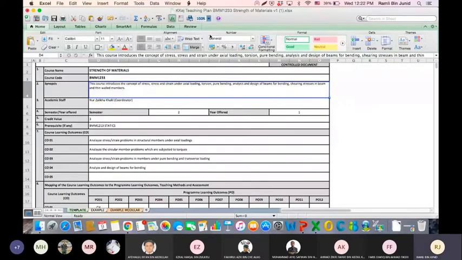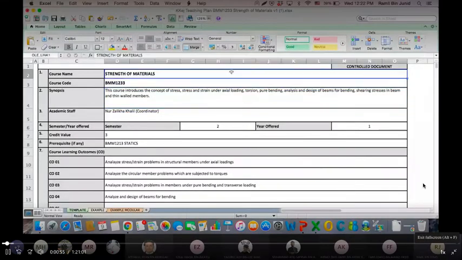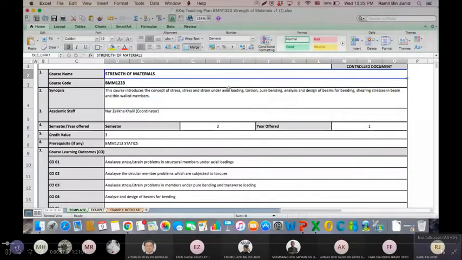Not sure if you can see it. I hope that you can see. I think you can see it. But if you can't, you tell me. I can enlarge the screen.